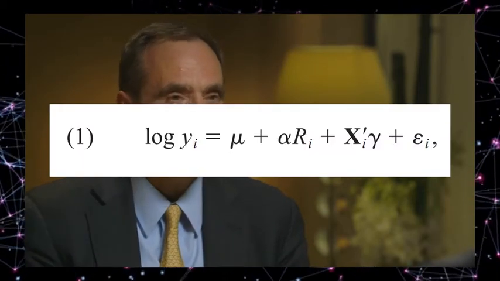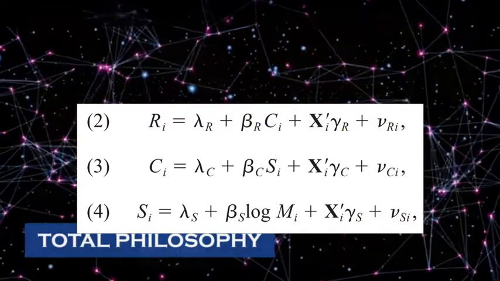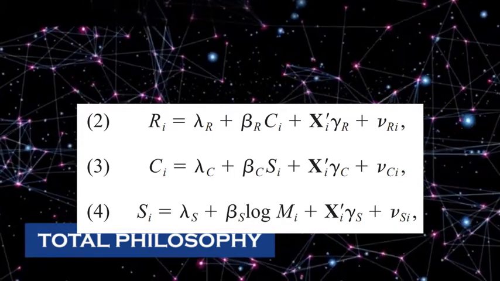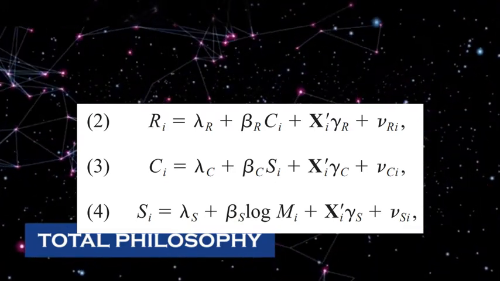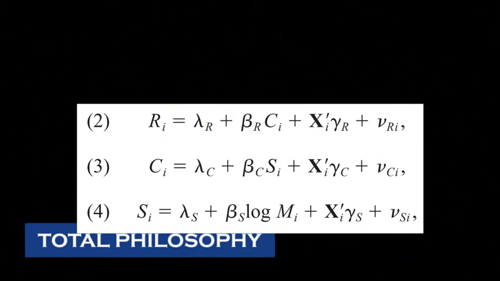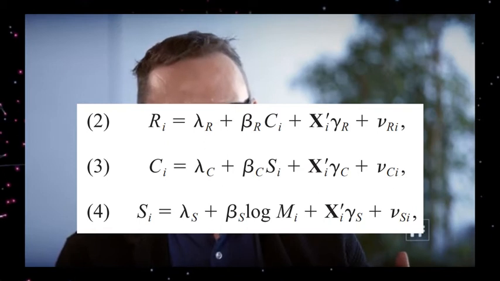Section 4. Institutions and performance. Subsection A. Determinants of current institutions. Equation 1 describes the relationship between current institutions and log GDP. In addition, we have Equation 2. R_i equals lambda_R plus beta_R C_i plus X_i gamma_R plus nu_Ri. Equation 3. C_i equals lambda_C plus beta_C S_i plus X_i gamma_C plus nu_Ci. Equation 4. S_i equals lambda_S plus beta_S log M_i plus X_i gamma_S plus nu_Si.